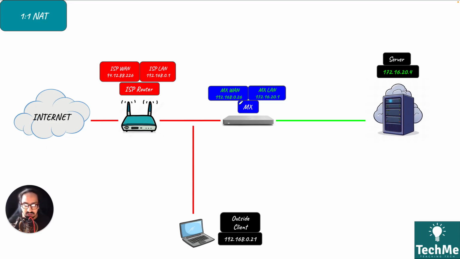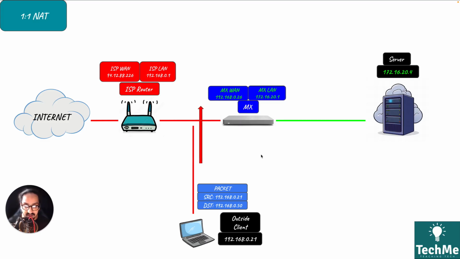Essentially, we're just going to say that all traffic from any client going to 192.168.0.50 will be sent over to 172.16.20.4. So let's go through how the packet will look. You'll start here at 192.168.0.21. The source of the packet is this client, and the destination is an IP address which I've configured on the one-to-one NAT rule.